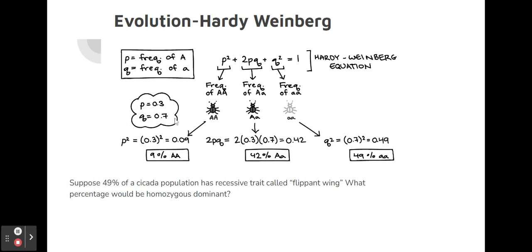Okay, now you have both of these. And then the percentage that would be homozygous dominant, that's two of the same letters, that's p squared. So you would do 0.3 squared and you get 0.09, or as a percentage, 9%. This is just an example.